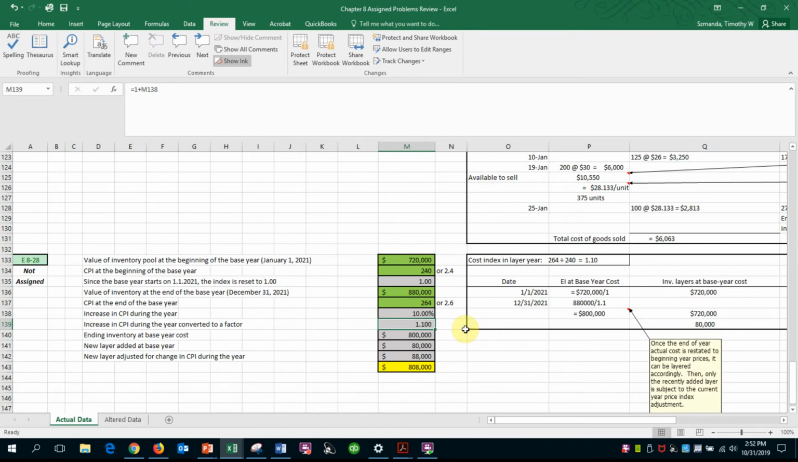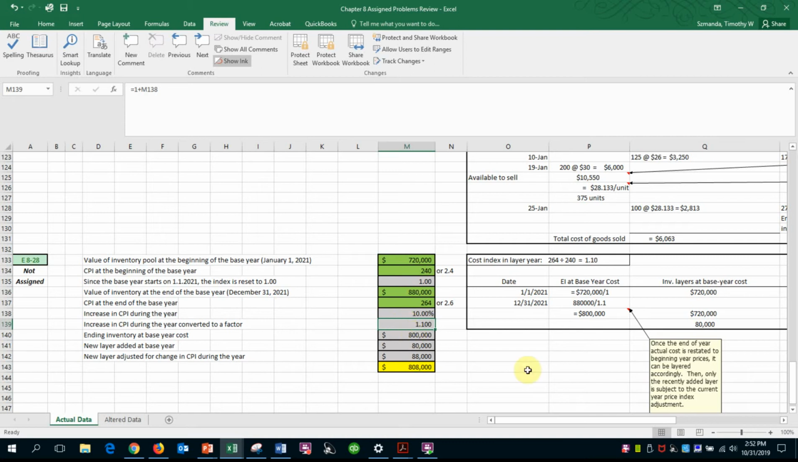Now, a lot of times in your calculations, for example, in Chapter 9, you won't need to make this calculation because the factors will all be given to you. But this is nice because we're able to determine the factor based on the change in the price index during the year. So that 1.1 or 110% is key. All right, so that's the consumer price index change for the year.